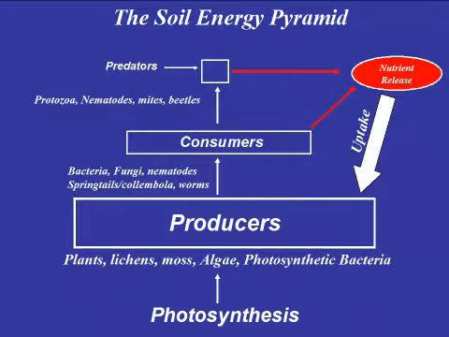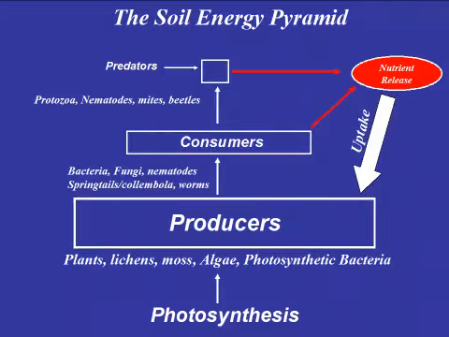Now those producers are often fed on, okay? And they're fed on by these consumers, and those consumers include bacteria, fungi, nematodes, springtails, also called collembola, and worms. And then lastly, these consumers are fed on by predators. And the different types of predators can be protozoa, nematodes, mites, and beetles. Okay, so this is kind of how the flow of the who eats who in the soil biology works. We start out with photosynthesis, and the guys at the top of the food chain are the predators.